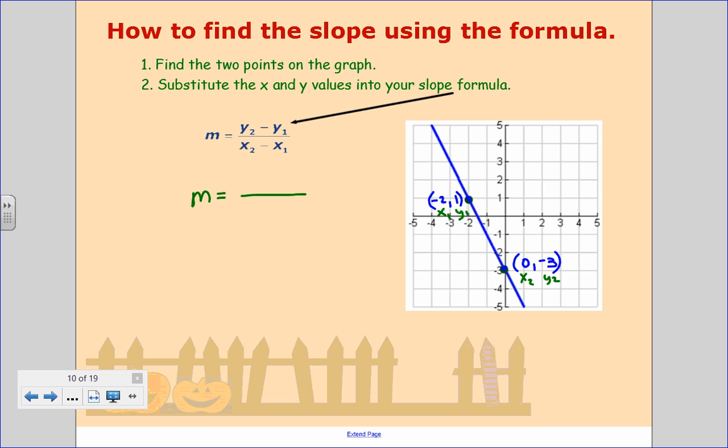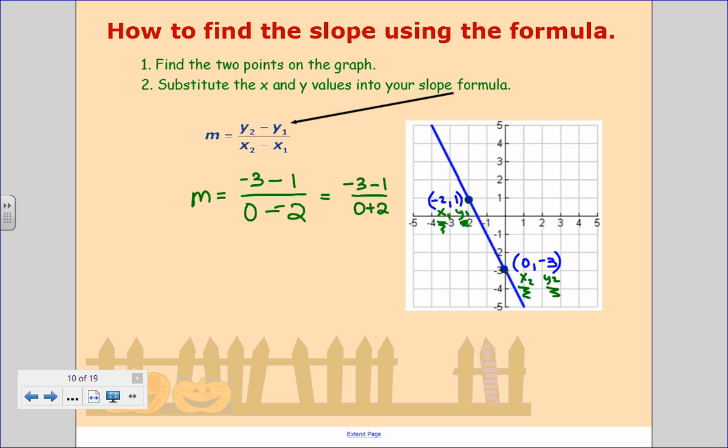We'll label them that way to help us keep track of which values we're subtracting first. So if you'll notice, our formula says y2 minus y1. Well, my y2 is over here, so I'm going to put -3 first, and then I'm subtracting my y1, my first y, which is a value of 1. Then in the denominator, we're doing x2 first, which is 0, minus x1, which is -2. So minus a negative is really positive, or plus. So you could write it that way as well.